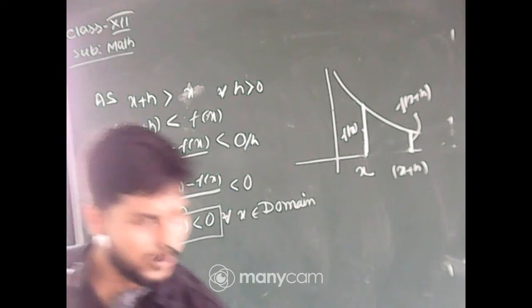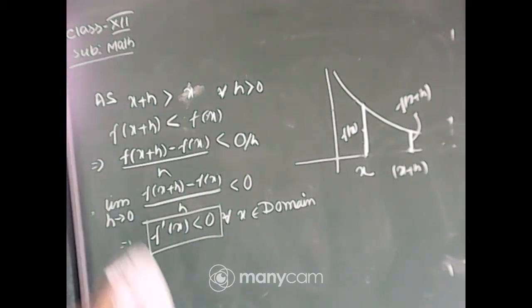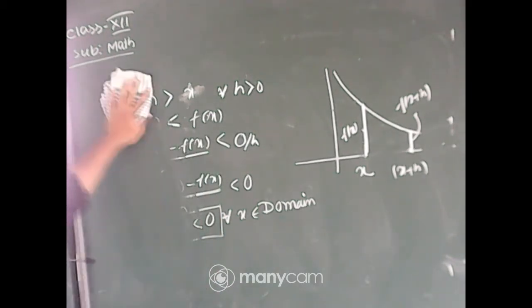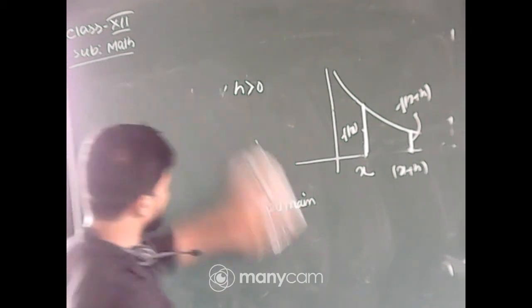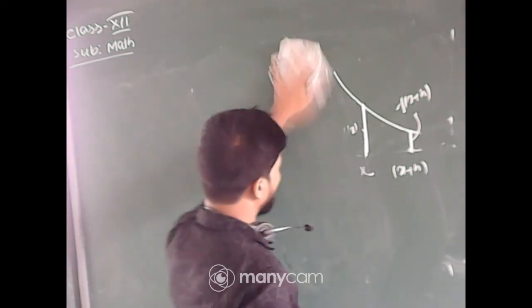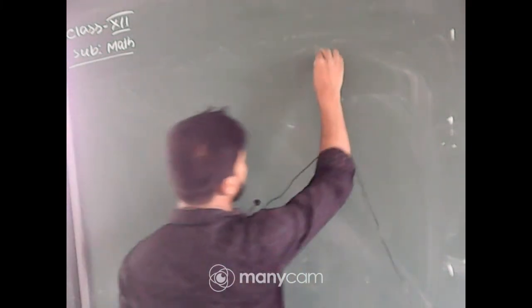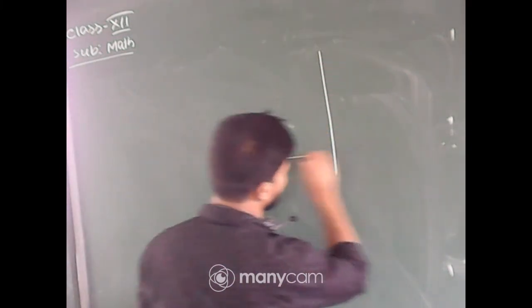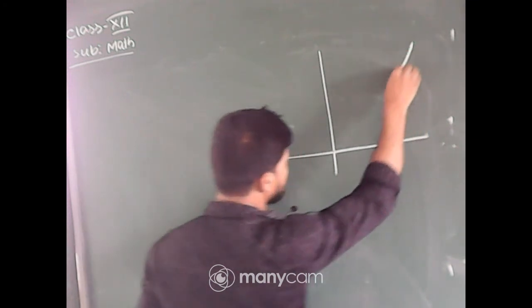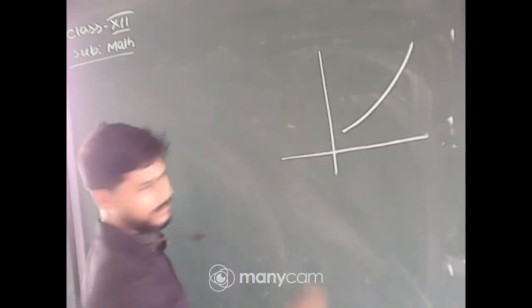Okay, now we'll see the geometrical interpretation of an increasing function or a decreasing function. Okay, so we'll do the increasing case first. So let f of x be an increasing function, like that.